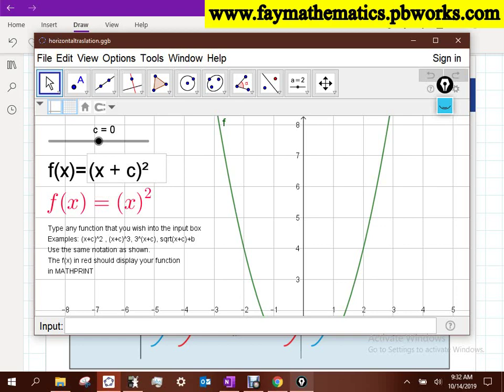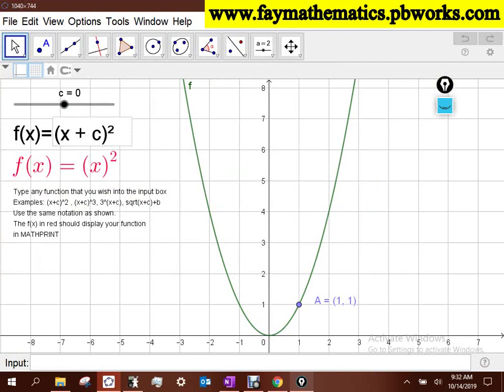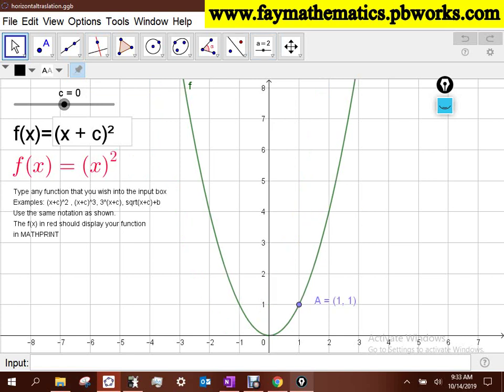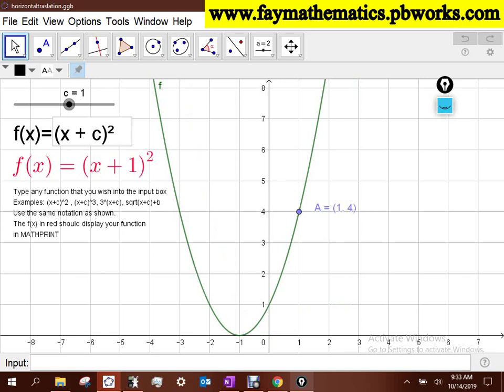Just to show that, all right, here we've got x plus c squared. Again, I'm just going to take that slider, and as I move it, plus 1, you see what the function looks like and what happens to the graph. It took every point on that graph and subtracted 1 from their x value.